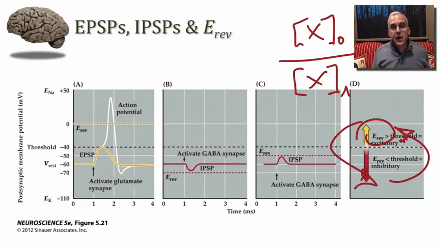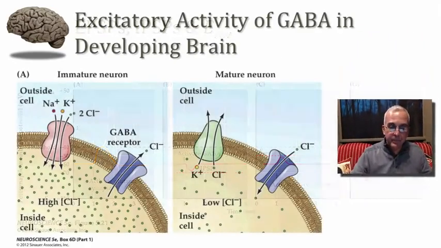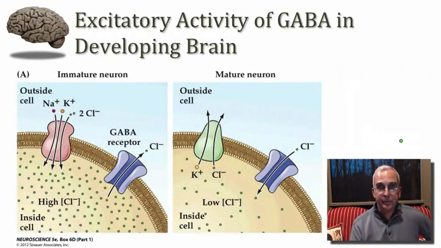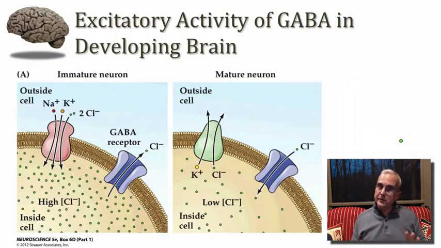GABA is usually described as the principal inhibitory neurotransmitter in the brain. But about 10 or 15 years ago, we realized that this might not be the case in the developing brain, and here's why. When we look at the pumps for establishing chloride gradients in the developing brain, we realize that there is actually a difference. There's a bit of a switch that takes place during brain development, at least for most neurons in the model species for which this has been studied so far.